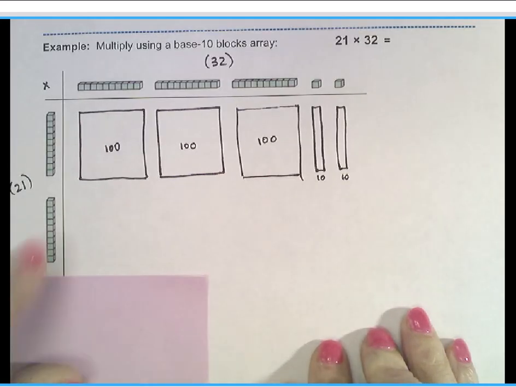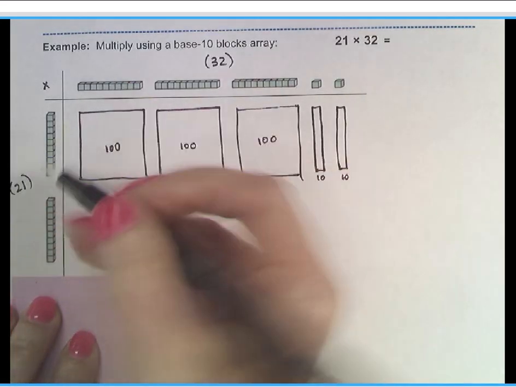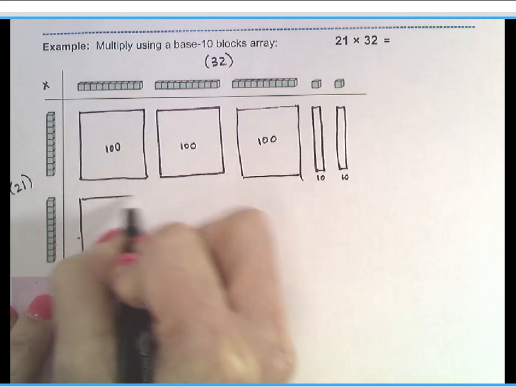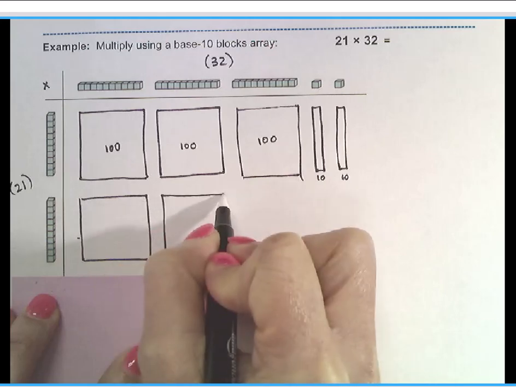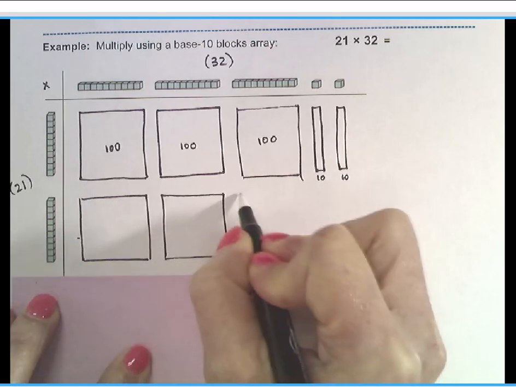And now we're going to do it again. We're going to distribute a 10 again. So we're going to get the same kind of a thing. I'll draw and not talk so it goes quicker.